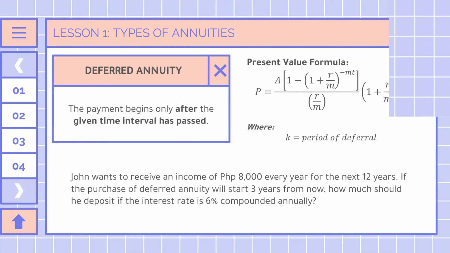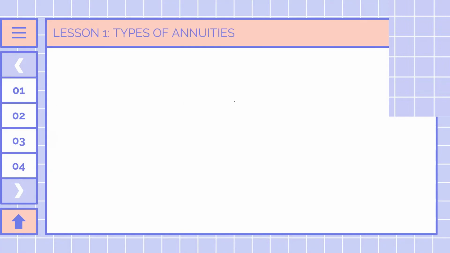And for the variables, it is also the same with the previous formula. Now proceeding to the sample problem, John wants to receive an income of 8,000 pesos every year for the next 12 years. If the purchase of deferred annuity will start 3 years from now, how much should he deposit if the interest rate is 6% compounded annually?